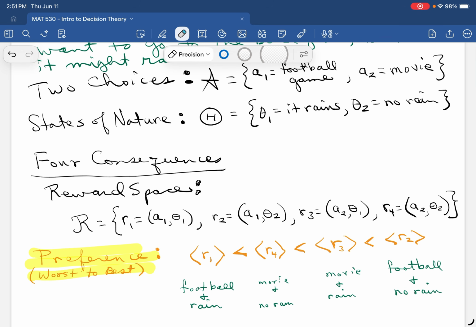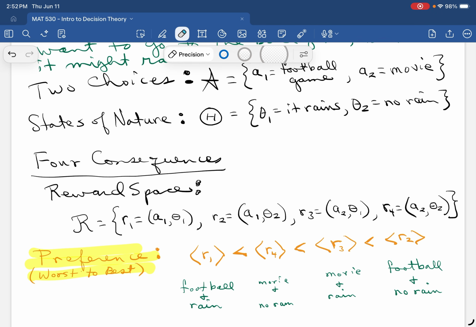So R3 is where we go to the movie and it rains. R4 is where we go to the movie and it does not rain. And so you may be wondering, why do they have R4 listed as worse than R3? And the reasoning in the book, and this makes sense, is that if it does not rain, but you chose to go to the movies, then you may be upset that you could have gone to the football game. Whereas if you go to the movie and it rains, then you can be happy that you made a wise decision. Okay, so that is how the book ordered the preferences, and I would tend to agree with that. But we need a little more.